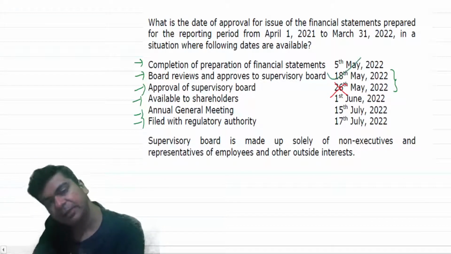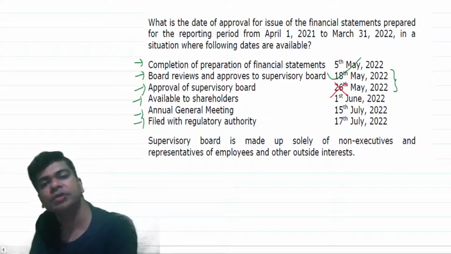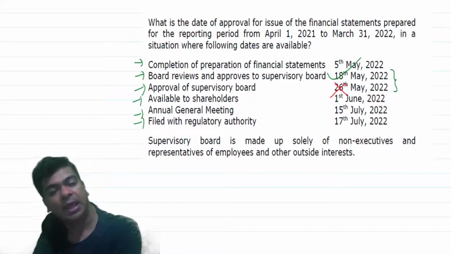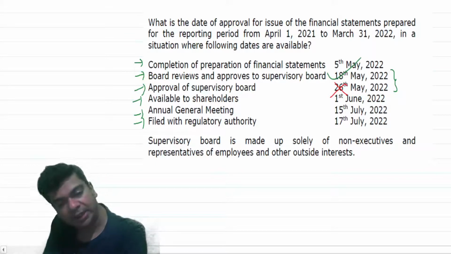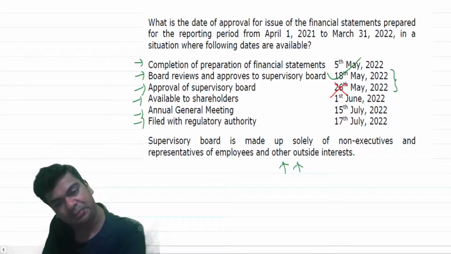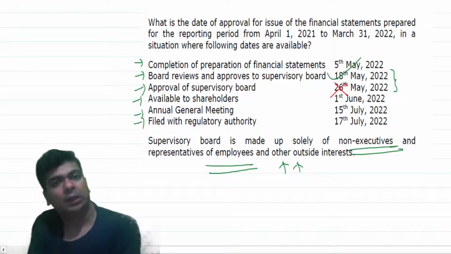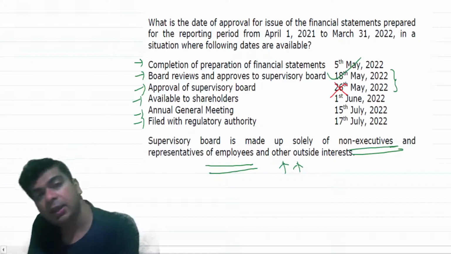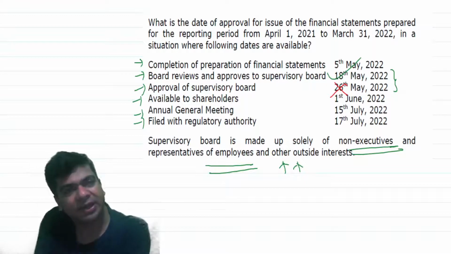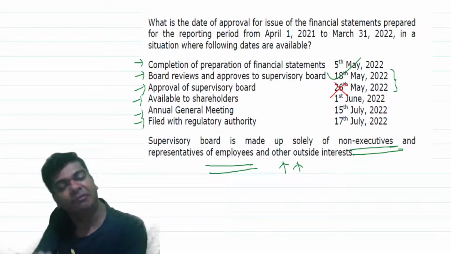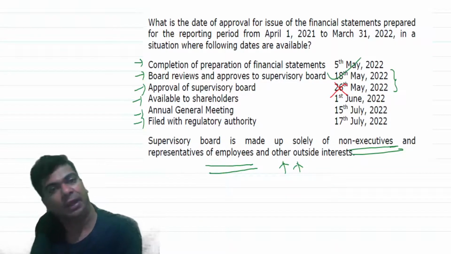The date that will be considered again is the date on which the board of directors approves the financial statements. Also, later on, they have clarified that the supervisory board is simply of non-executives and representatives of employees. They do not have any role. I will not say any role, that will not be the right word. They do not have much role, right? They do not have a significant role in the affairs of the company.